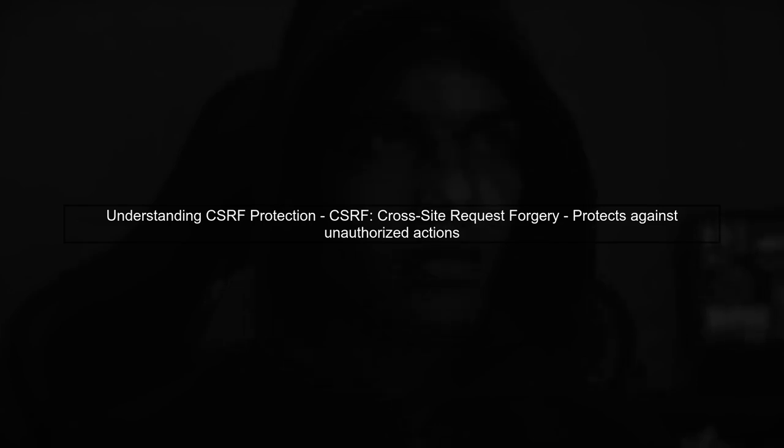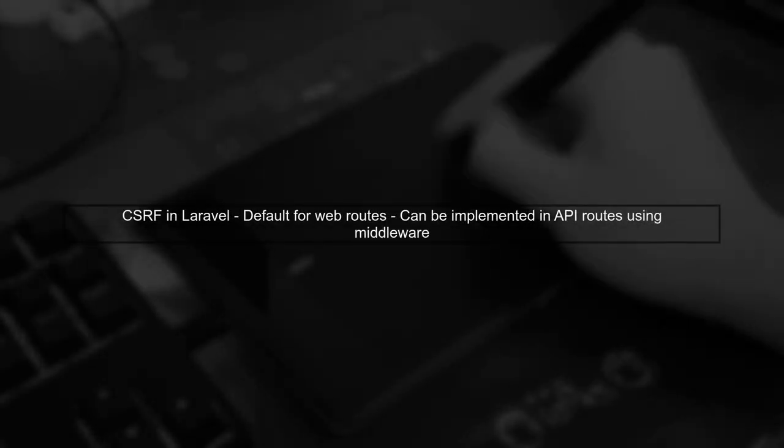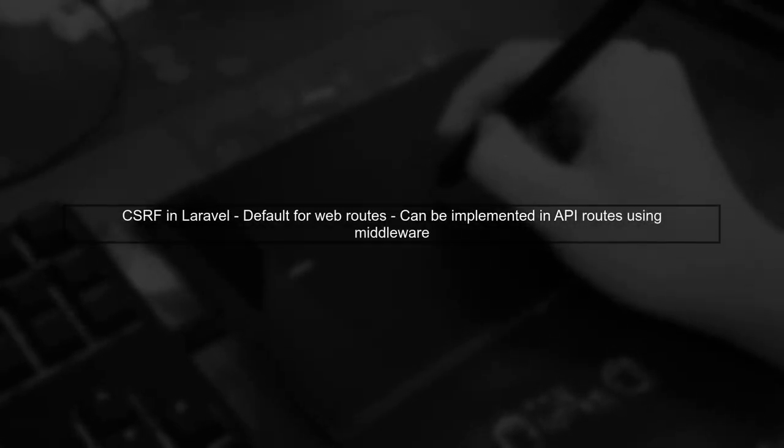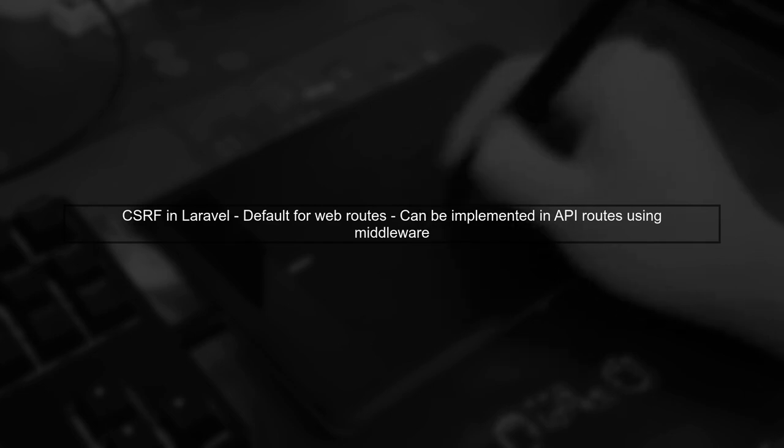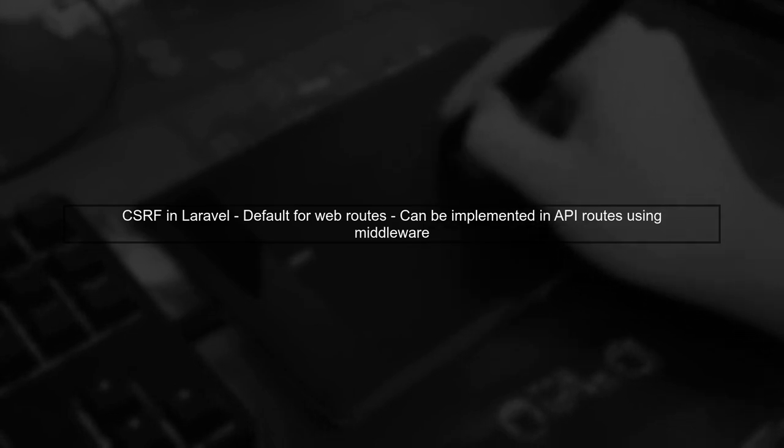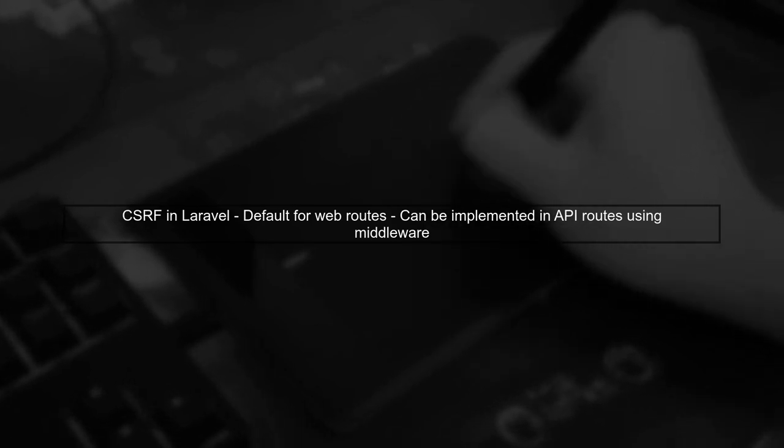To enable CSRF protection on your API routes in Laravel, you need to understand how CSRF tokens work. CSRF, or Cross-Site Request Forgery, is a security feature that helps protect your application from unauthorized actions. In Laravel, CSRF protection is enabled by default for web routes. However, for API routes, you can still implement CSRF protection by using middleware. Let's take a look at how to do this.